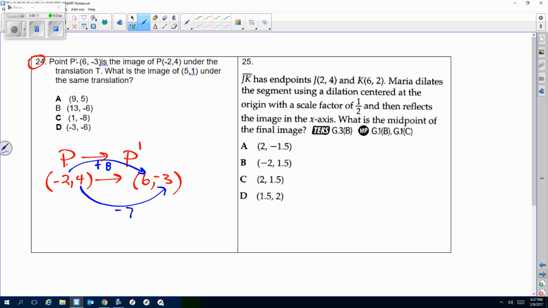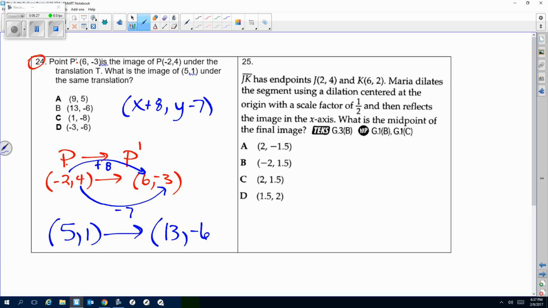Using that same rule, so our rule is x plus 8 and y minus 7, we're going to find the image of 5, 1. So we're going to add 8 to 5. That gives me 13. We're going to minus 7 from 1. That gives me -6. And then we see our point.